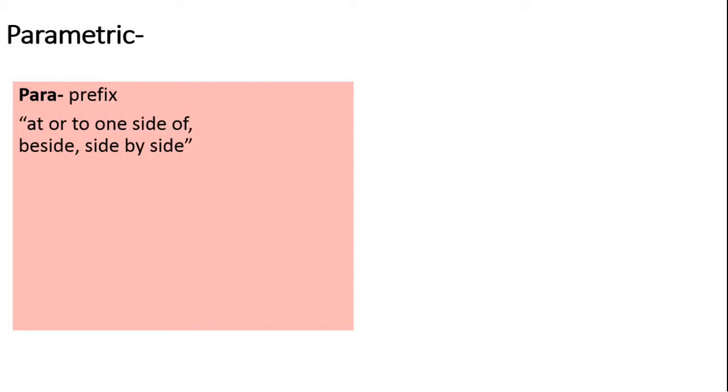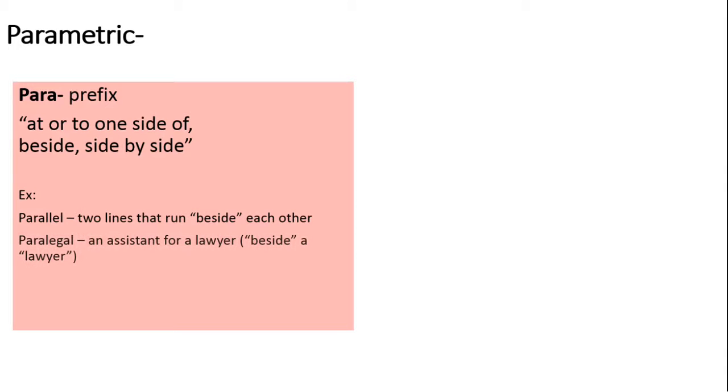Parametric equations. Para is just a prefix that means kind of beside, side by side. So parallel means two lines that run beside each other. A paralegal is an assistant for a lawyer, beside a lawyer. A paramedic is an assistant to a doctor, beside a medic or person.